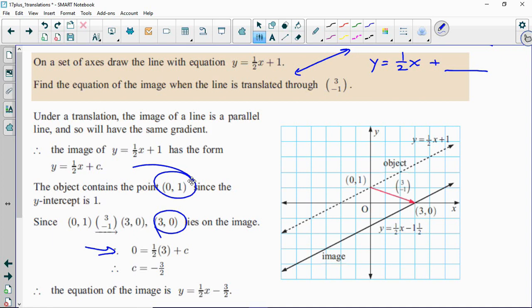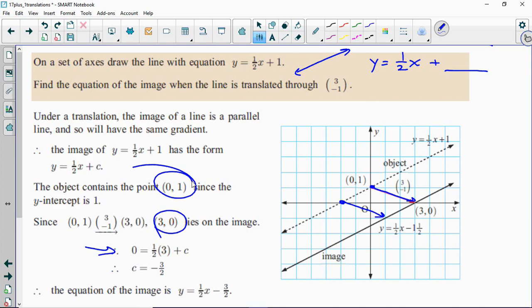Again, our original line is dotted. Our new line is solid. And we see here the point 0, 1 went to that point there, 3, 0. In fact, any point along the dotted line, we could track where it goes in the same way to the solid line.